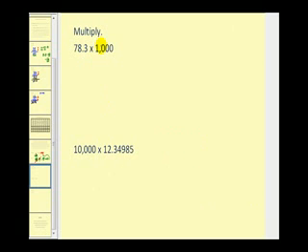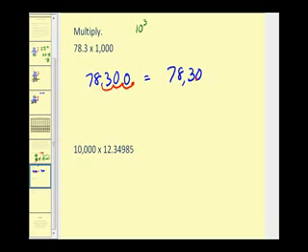Let's do a couple more using this shortcut. 1,000 is actually 10 to the third power. The number of zeros in this power of 10 will always be the same as the exponent on base 10. What that means is to multiply by 1,000, we can take 78.3 and move the decimal to the right 3 places. So 1, 2, 3. We didn't have enough digits, so we do have to add some zeros here. So this product would be 78,300.